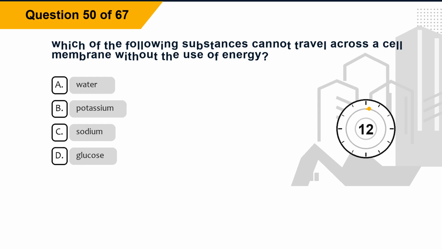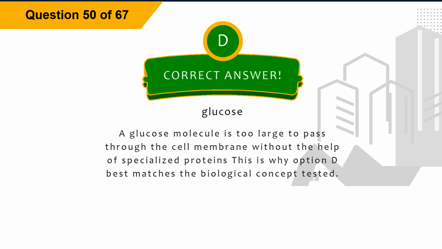Question 50. Which of the following substances cannot travel across a cell membrane without the use of energy? Option A, water. Option B, potassium. Option C, sodium. Option D, glucose. The correct answer is option D, glucose.